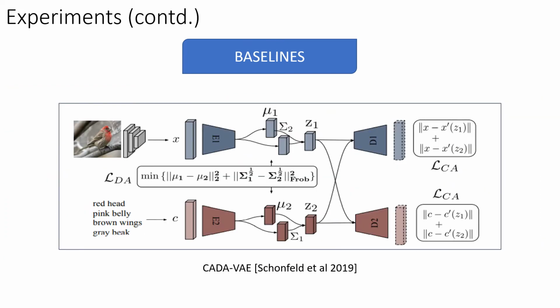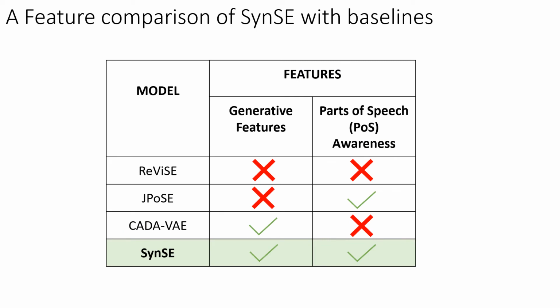Our third and final baseline is CADA-VAE, which learns a generative latent space under a cross-aligned and distribution-aligned objective. However, the learned embedding spaces are still not parts of speech-aware. Here, we position our work with respect to the previous art in terms of the qualities of the learned embedding space. As seen in the table, ReViSE, JPoSE and CADA-VAE all are missing either one or both of the features that are present in Synesse's learned embedding space.